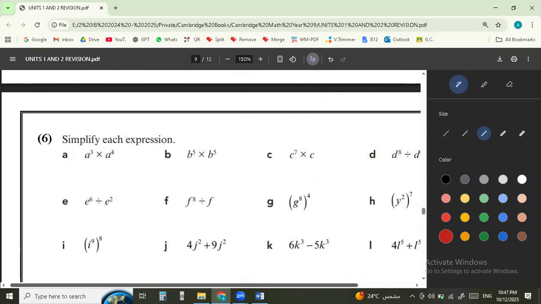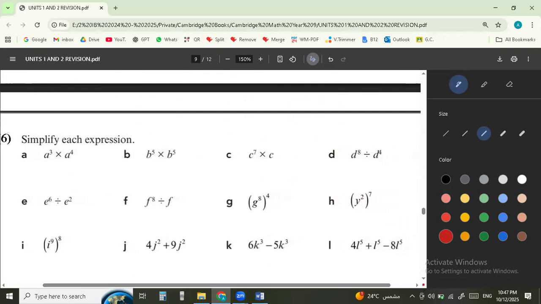A times a to the power of 3 times a to the power of 4. We add the powers in multiplication. So a to the power of 7. We need to write it. I thought this is multiple choice. A to the power of 7, b to the power of 10, add the powers, c to the power of 8, minus the powers, d to the power of 4, add minus the powers, e to the power of 4, minus the powers, f to the power of 7, multiply the powers. It's one variable only, but has two powers. So it is g to the power of 32. And here is y to the power of 14, I to the power of 72.